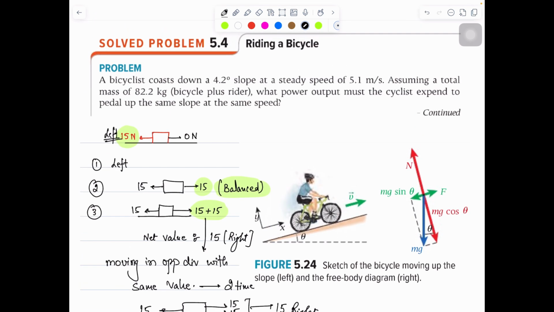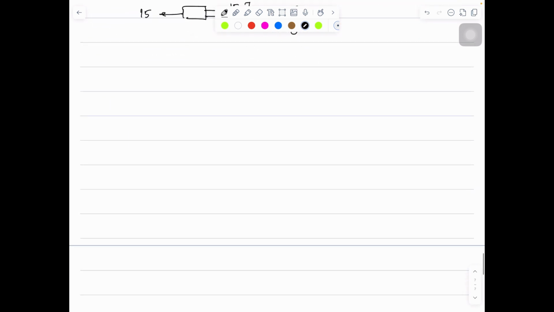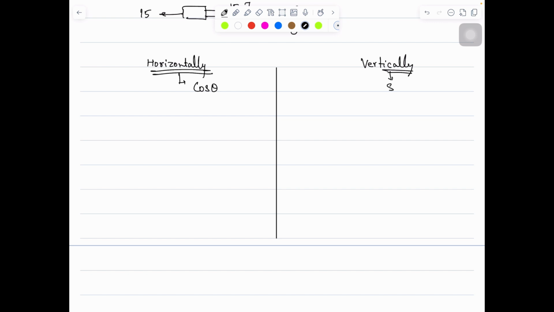A bicyclist, okay, angle is given. Okay, now I will tell you something very important to understand. Guys, whenever a body is going horizontally, or a body is going vertically, this is something very important you need to understand. Whenever the body is going horizontally, you need to use cos theta, and whenever the body is going vertically, sine theta. Fine. Okay, let's read the question.